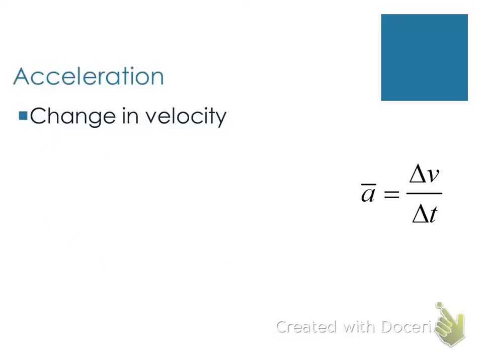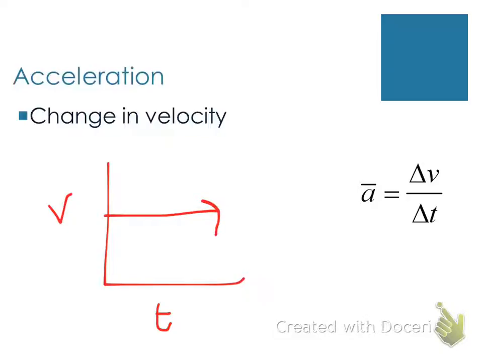If I had a velocity versus time graph that looked like this, what would my object be doing? It would be staying at constant velocity, and so the acceleration there would equal 0. If the slope is 0, that means acceleration is 0. Do we see the connection between these two ideas now a little bit?